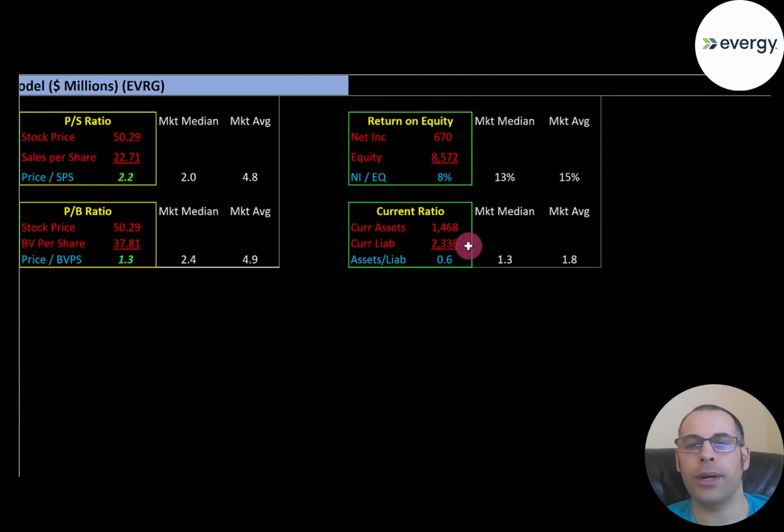They have a low current ratio. The median is 1.3, the average is 1.8. Current ratio is current assets over current liabilities. I like to see between 1.2 and 2, they're at 0.6, so they cannot cover their current liabilities, which means they may need to take on more debt.